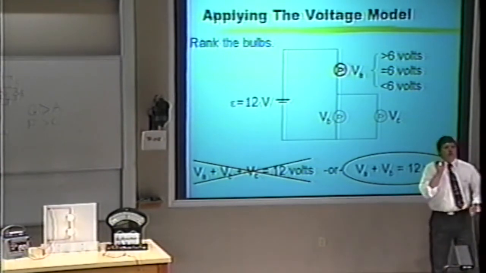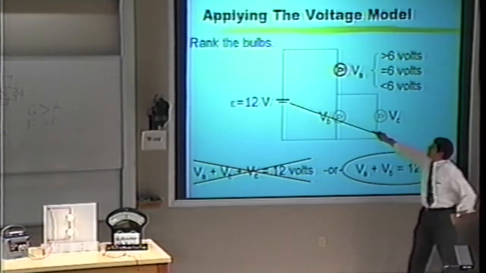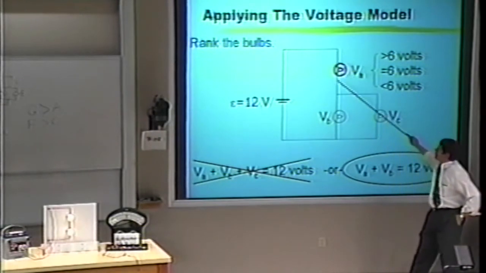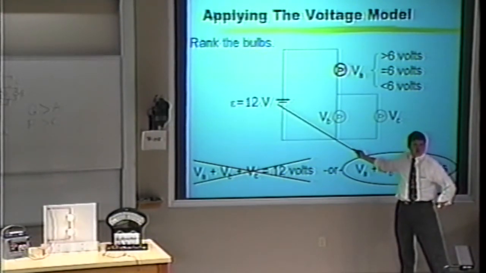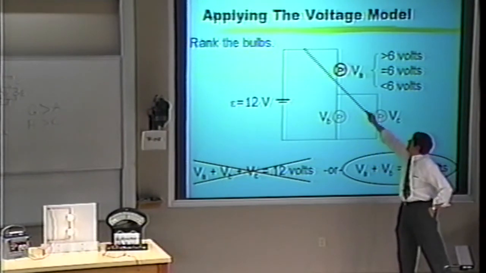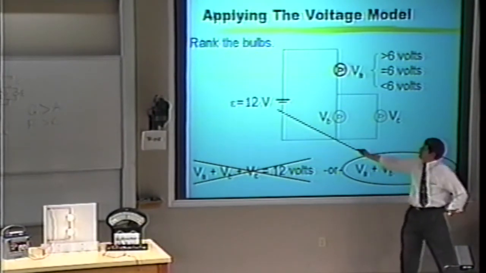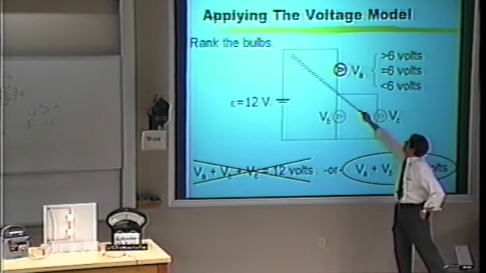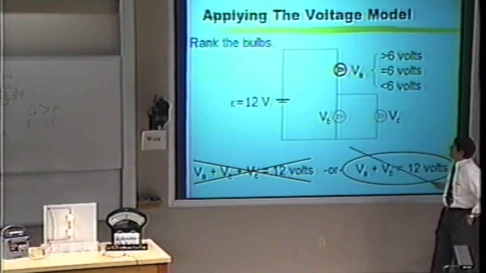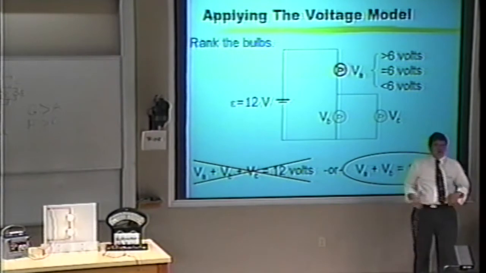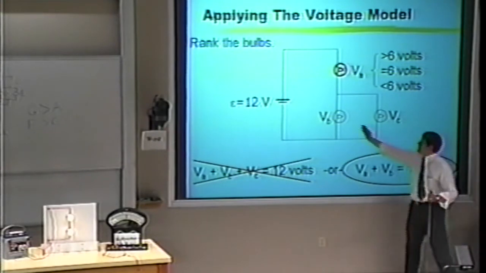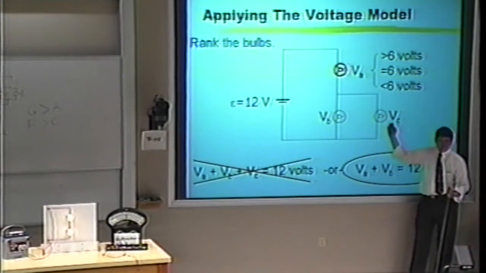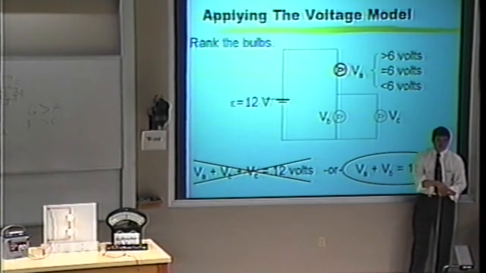Remember, the words we used: around any single path from one side of the battery to the other has to add up to the 12 volts of the battery. So that means VA plus VB has to equal 12, and VA plus VC has to equal 12. Now, those of you that are really good at math, what does that tell me about VB and VC? They've got to be equal to each other.